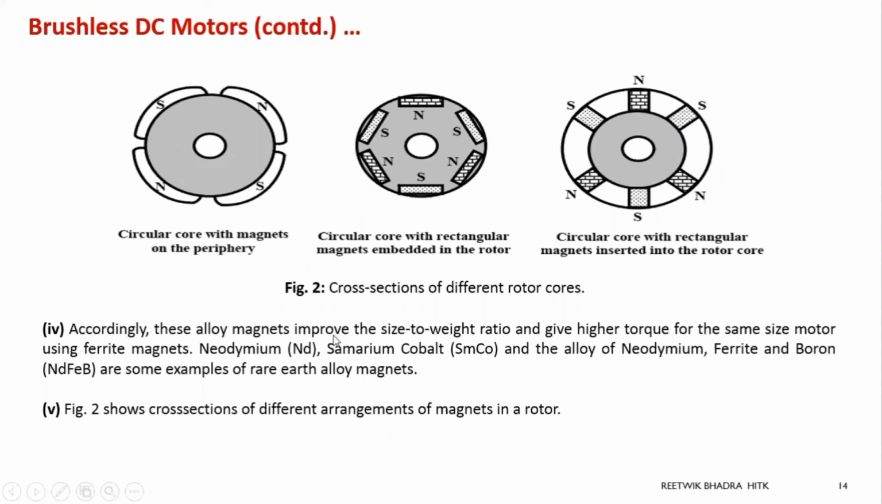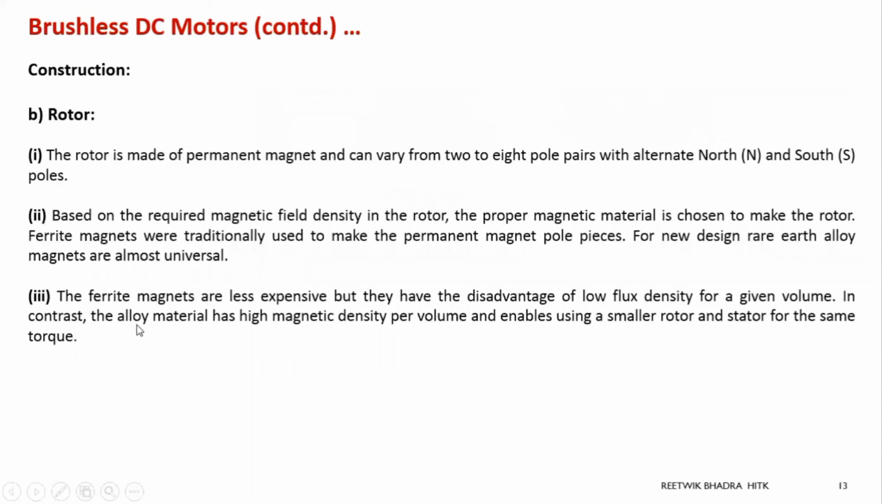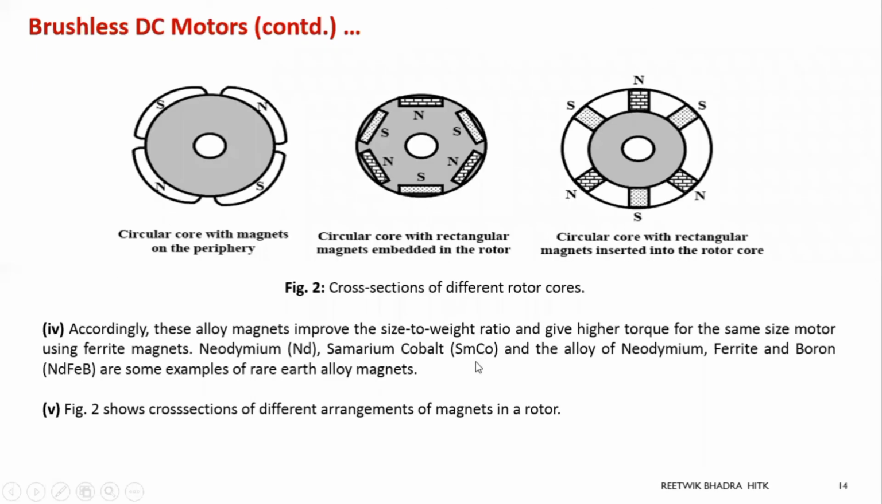So what are the elements that you can use for alloy material? You can just go through it and you can expect a 1 mark question from here. What are the materials used as alloy materials? That is Nd, samarium, cobalt, neodymium, dysprosium. All these things can be used as alloy magnets.